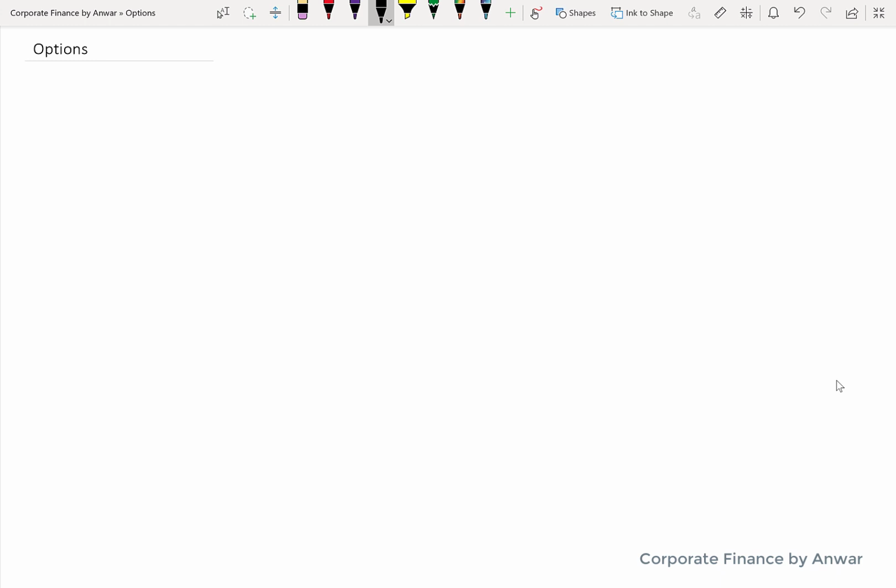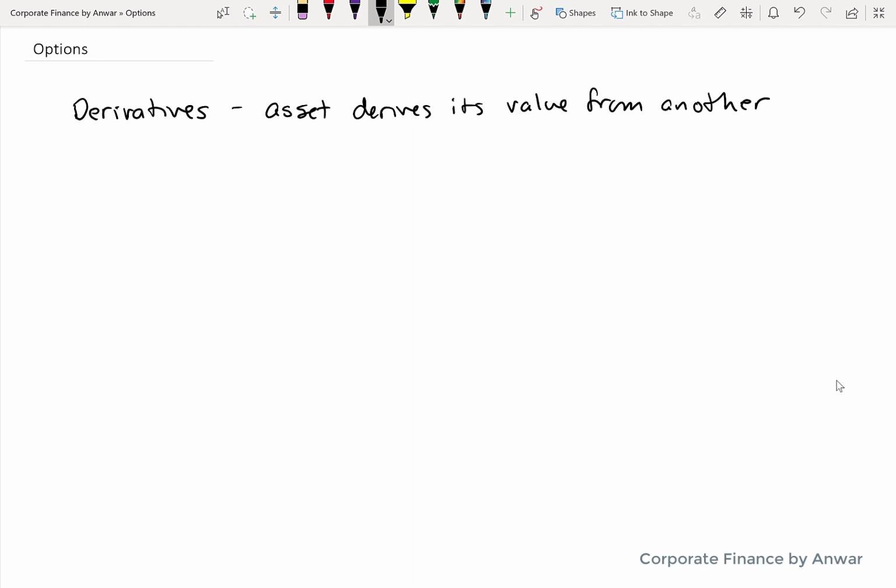Now, options are basically derivatives. When people hear about a derivative, they generally tend to think that this is something that's going to be risky. But not necessarily. A derivative is really any asset that derives its value from another asset. Deriving your value from another asset in itself doesn't make it risky.